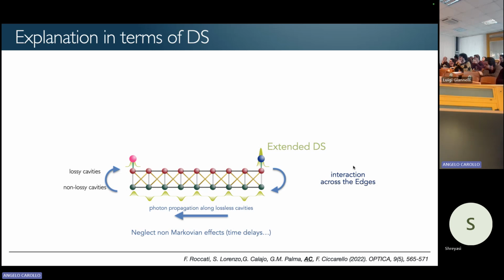Yes, as soon as you put some loss here... No, don't make the red ones lossy. If you don't make the red ones lossy, no. The point is, if you have cavities which are not lossy, then this game becomes boring, because every single atom interacts with every single atom. So you are not surprised by the fact that these interact with this one, because every single atom interacts in the same way when you have no losses.